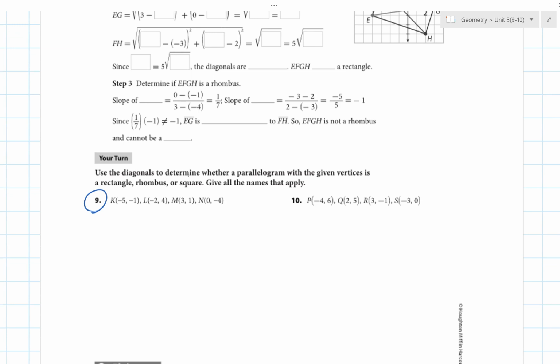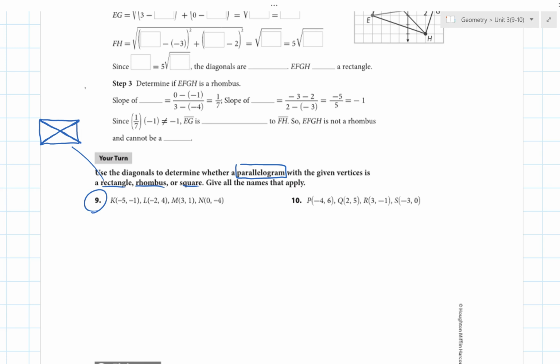And we're going to use the diagonals to determine whether this parallelogram is a rectangle, rhombus, or square. So they're already telling us in the directions, we know it's a parallelogram. And so you want to think about the properties of the diagonals for rectangle, rhombus, and square. Rectangles have diagonals that are congruent, which means they have the same length. So you could use the distance formula to check the lengths and see if they're the same.